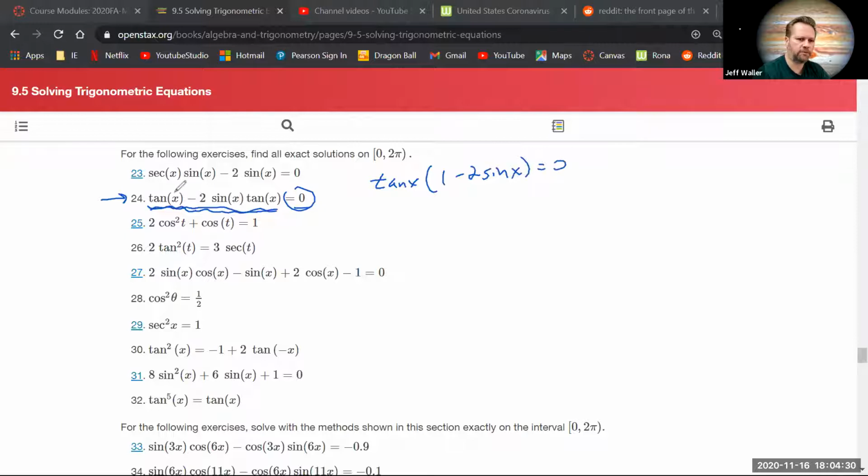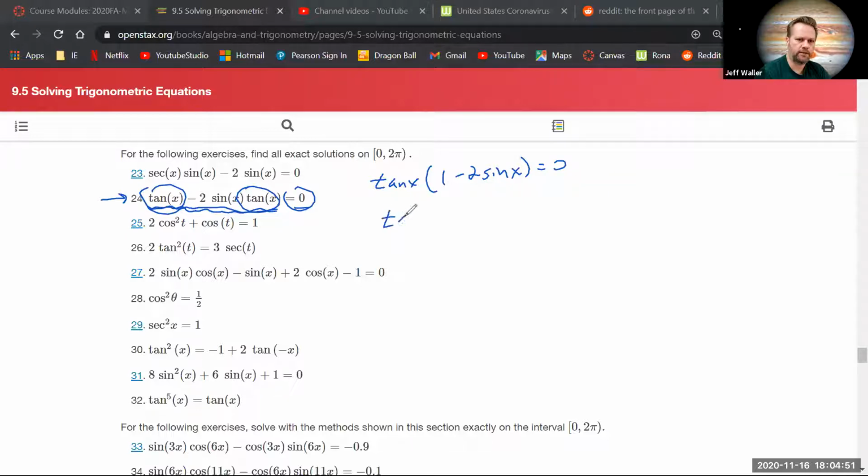I see too many people dividing by tangent. Stop doing that. You cannot divide by a piece that has your variable in it, because then you're losing solutions. You're dividing by something that could be 0, which is not legal. So don't do it.